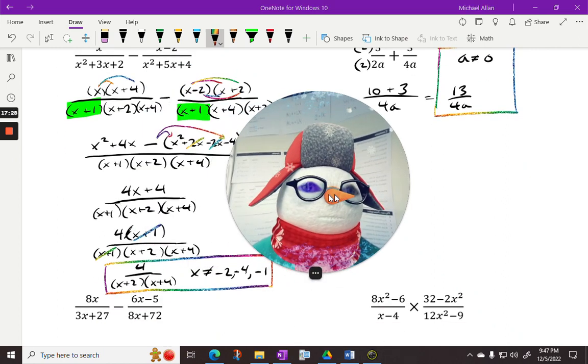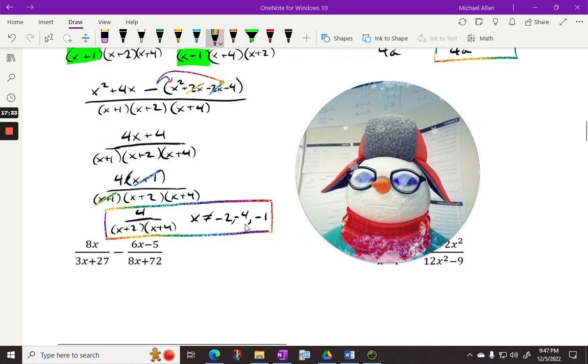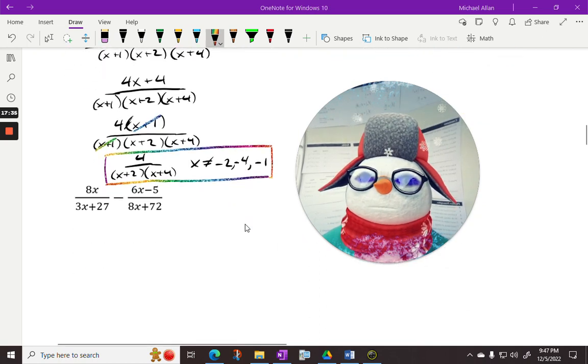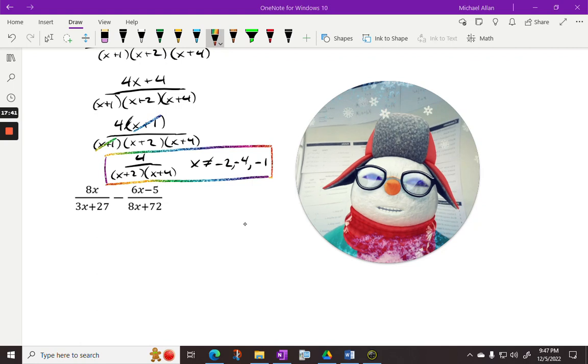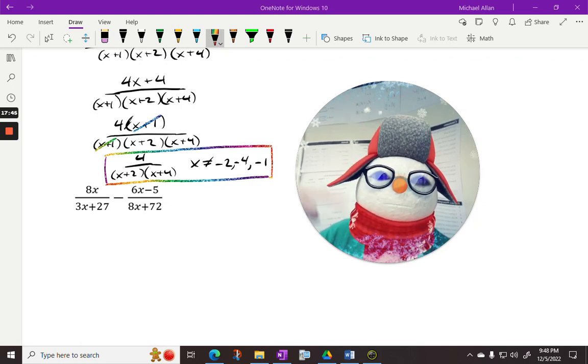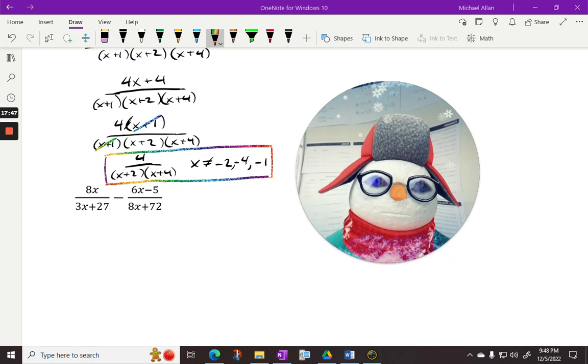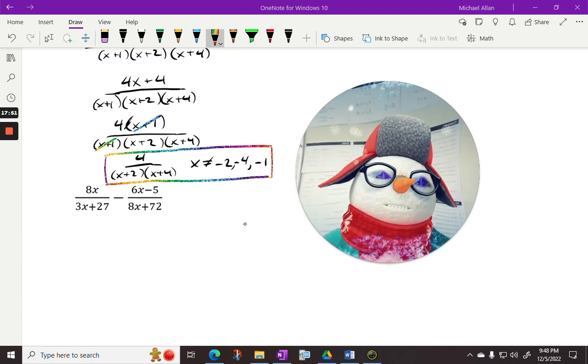Okay, let's move on to a harder question here. So let's go over to this question here. What I'm going to do, just like the previous one, is factor the bottoms, maybe factor the tops to make our lives easier. Sometimes if you factor the tops and the bottoms beforehand, something might reduce out. Maybe not. Who knows? So let's see what happens.